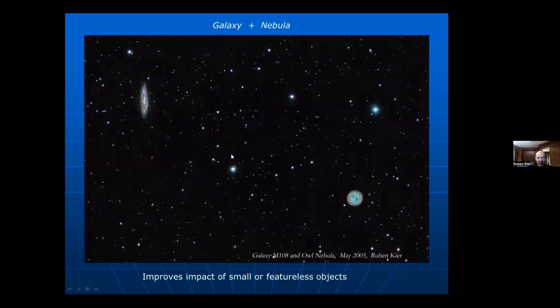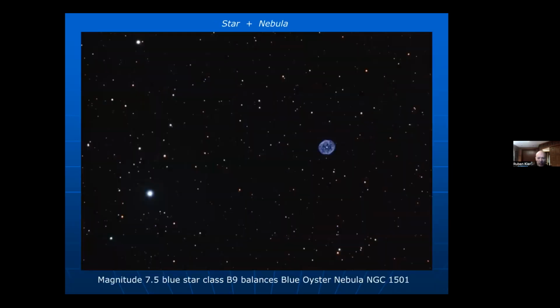Here, these are kind of equal weight, so they're at equal distance from the center. And this increases the impact of what would be a small object, the Owl Nebula. Hard to get a lot of detail in it, but I think it's interesting when you have it together with M108. And you don't have to balance with another deep sky object. You can balance with a star. So this blue star has a nice balance with the Blue Oyster Nebula.